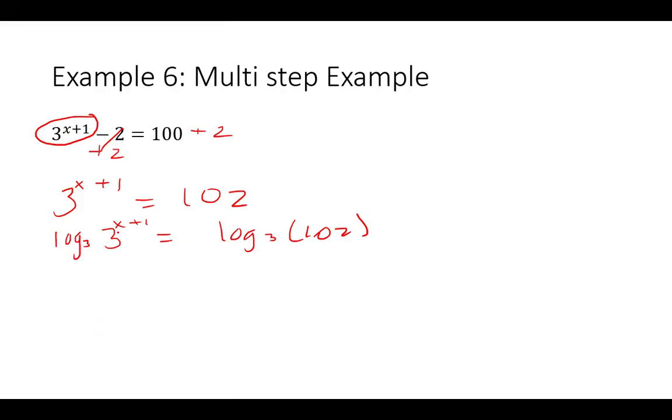Okay, this sets my power free. So now my power comes down to the ground and I'm left with x plus 1 equals log base 3 of 102. And now I have to subtract 1 because your x is not by itself, is it? So we subtract 1. So my exact answer is x equals log base 3 of 102 minus 1.